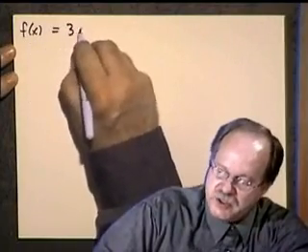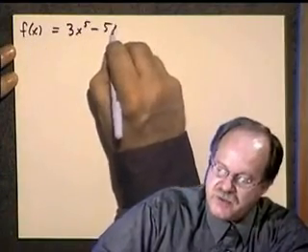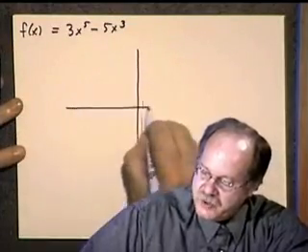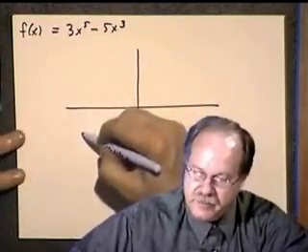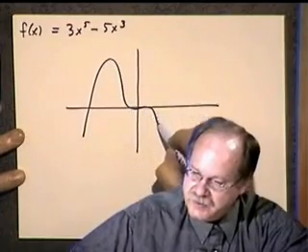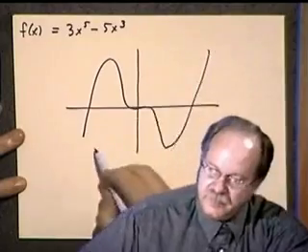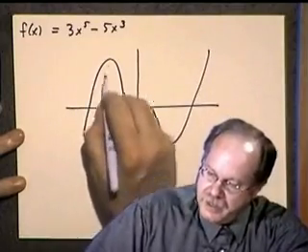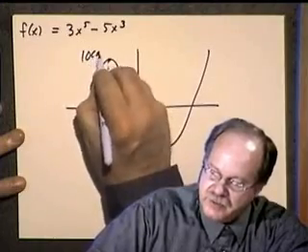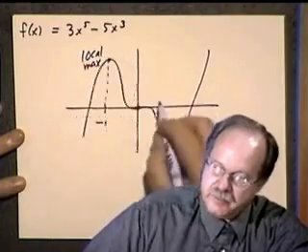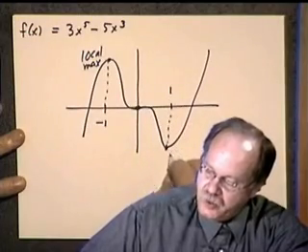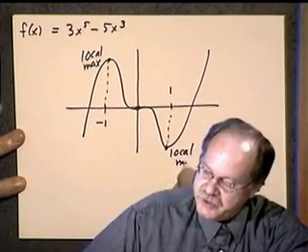So the original function is 3x to the fifth minus 5x cubed. Here is a picture that you can get from your calculator if you like. Goes something like this. Here and here, let's see, mark this point at minus 1, we have a local max. That's what we predicted would be there. Here at 1, we have a local min, which we also predicted.